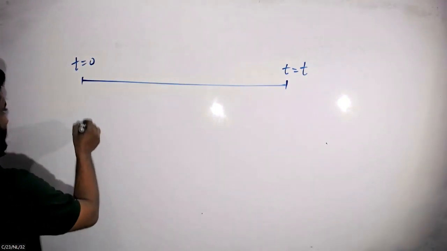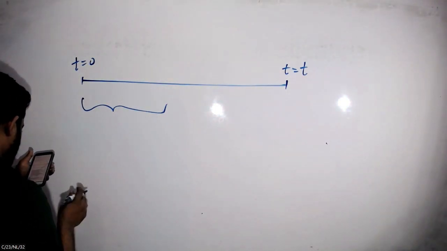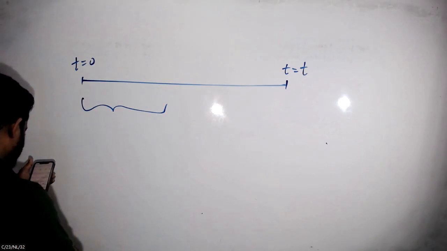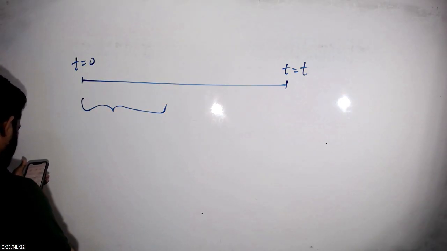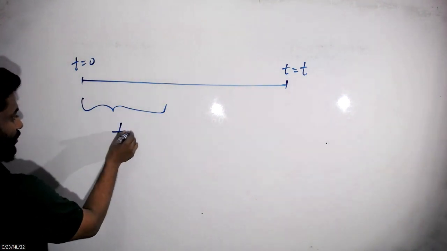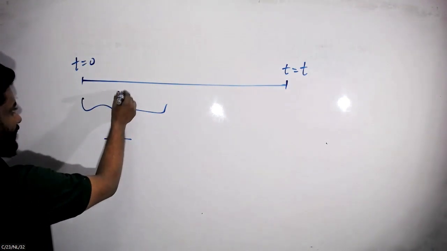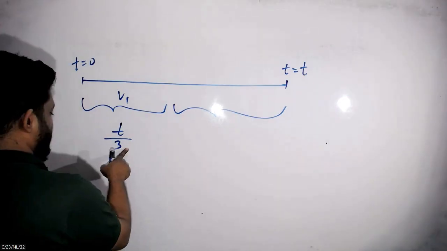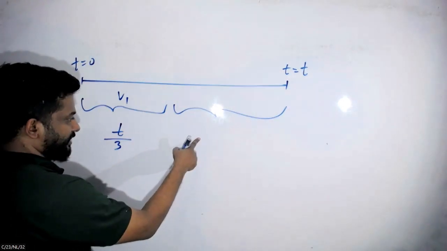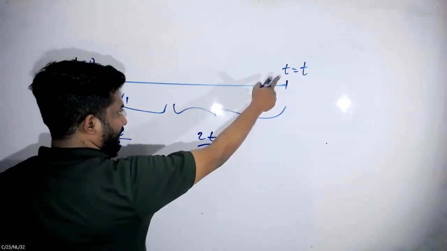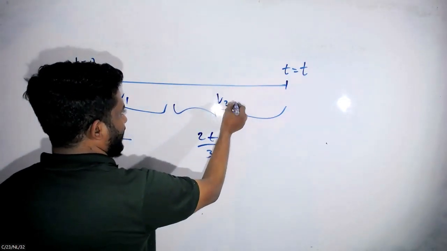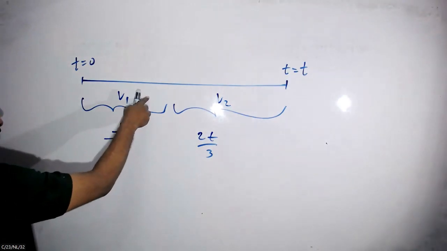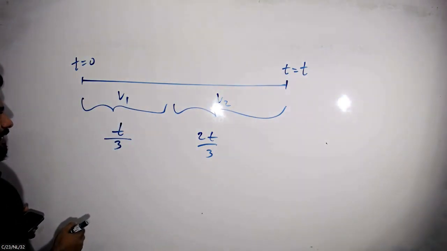Here the first phase, they have given the first 1/3 of the total time it takes to complete its journey. That is t/3, moving with speed v1. Then the second phase, second time interval, if the first phase is t/3, then the second phase should be 2t/3, my total time interval being t, moving with speed v2. Using these two data, you can obtain an expression for the total displacement, right?